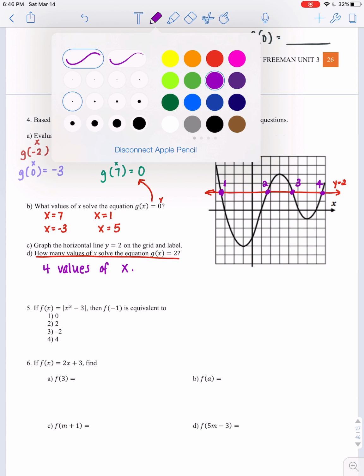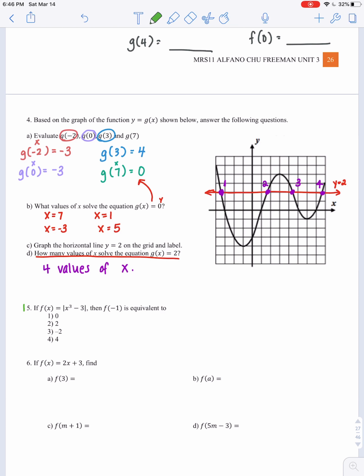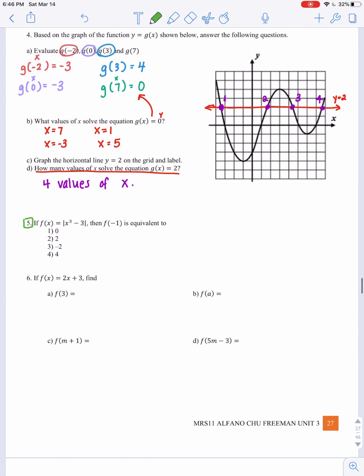All right. Let's take a look at number 5. If f of x is equal to the absolute value of x cubed minus 3, then f of -1 is equivalent to, so again, we're just going to say f of -1 equals the absolute value of, instead of x, I'm replacing with parentheses, cubed minus 3, close my absolute value, and now I'm going to plug in -1.